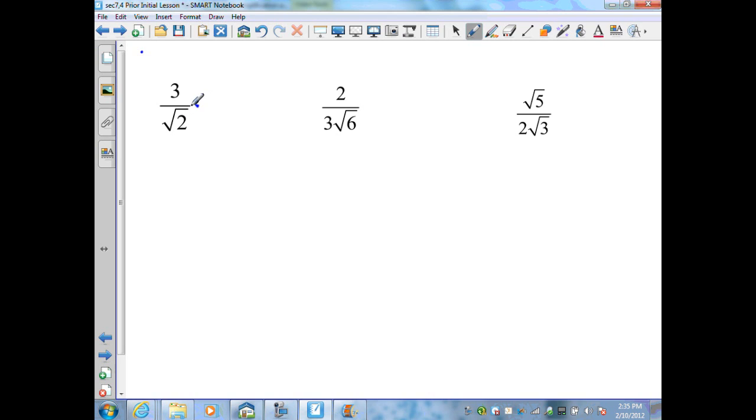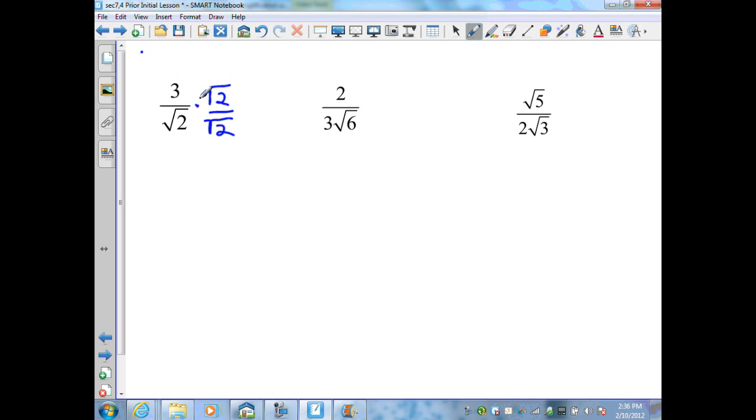That is when I multiply the top and bottom of this fraction by the radical that's in the denominator. Therefore, the square root of 2 is in the denominator, so I'll multiply the top and bottom of my fraction by the square root of 2. The square root of 2 over the square root of 2 is 1. Therefore, I can change the look of my fraction, but not the value. So let's perform this operation.